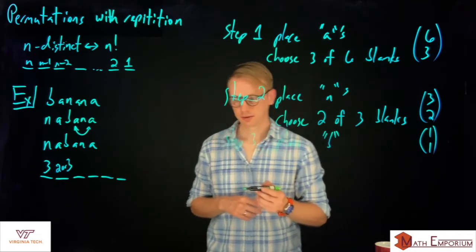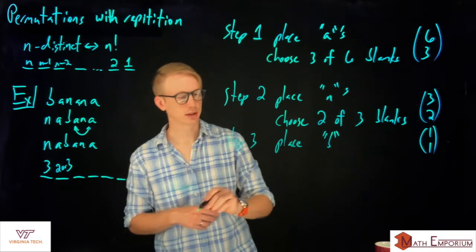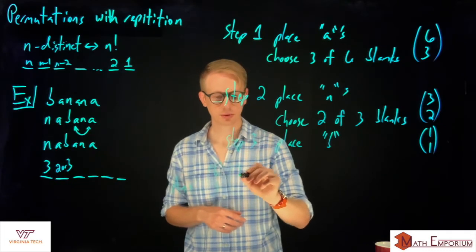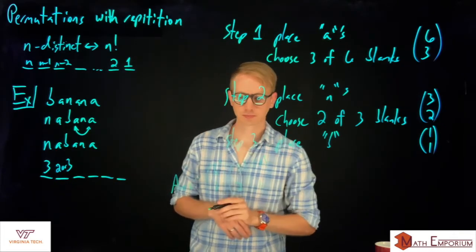All right, now our answer actually can be written in a variety of ways. Once you start doing this once, you can see, okay, well, first of all, 6 choose 3 times 3 choose 2 times 1 choose 1.